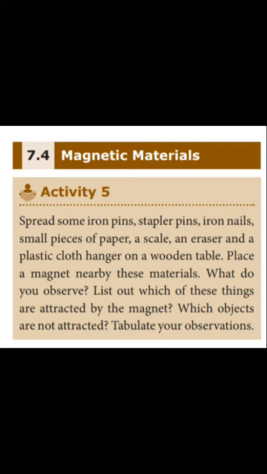Iron pins, stapler pins, and iron nails are attracted by the magnet, but the pieces of paper, the scale, the eraser, and the plastic cloth hanger are not attracted by the magnet, as we can observe. From this activity, we are inferring that there are two types of materials. One is called magnetic material and the other one is called non-magnetic material.